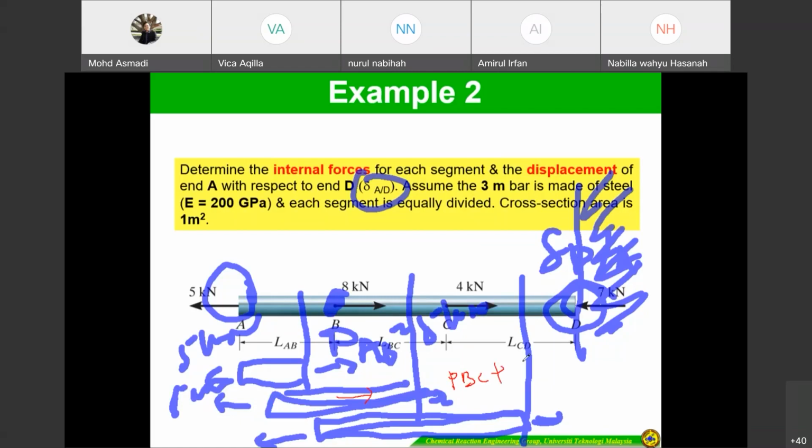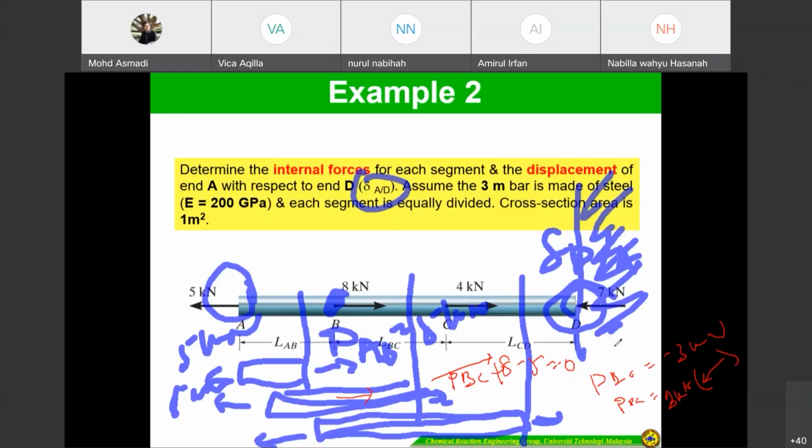plus 8 minus 5 equal to 0. So you can get PBC: 8 minus 5 is 3, equal to negative 3 kilonewtons. Because you assumed this direction, it is going to be the opposite direction. So PBC equal to 3 kilonewtons. This direction is positive, so it is the opposite direction, because we assumed the right side, but the correct one is the left side.